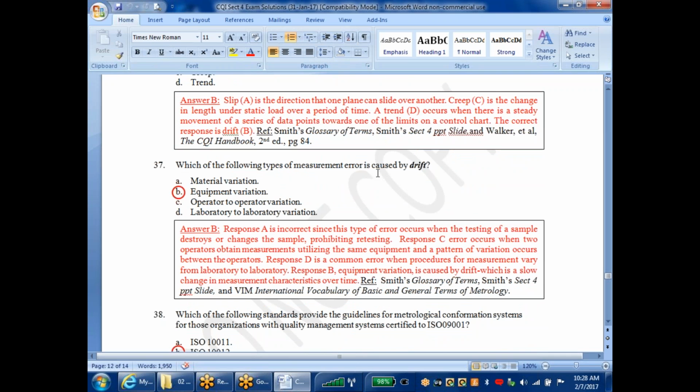Which of the following types of measurement errors is caused by drift? Well, that is equipment variation. That is what generally causes drift.